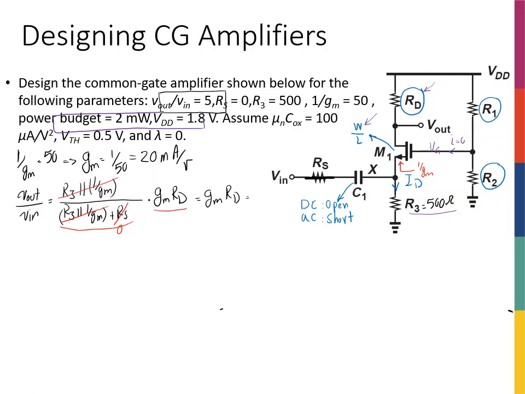Okay, so if I want this to be 5 and GM is given to me, I can easily find RD. From these calculations, RD is equal to 5 divided by 20 milliamp per volt. So I get 5 divided by 20 times 10 to the negative 3. That's 5,000 divided by 20, 500 divided by 2, so 250 ohms. Okay, great. Now I have my RD.